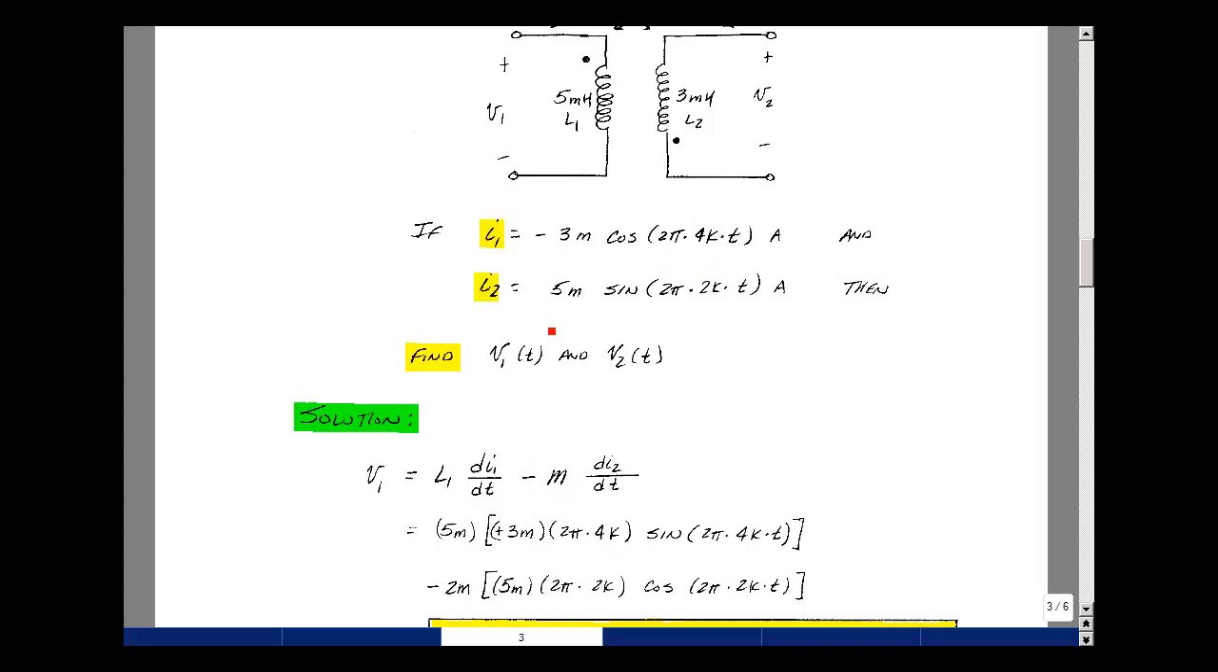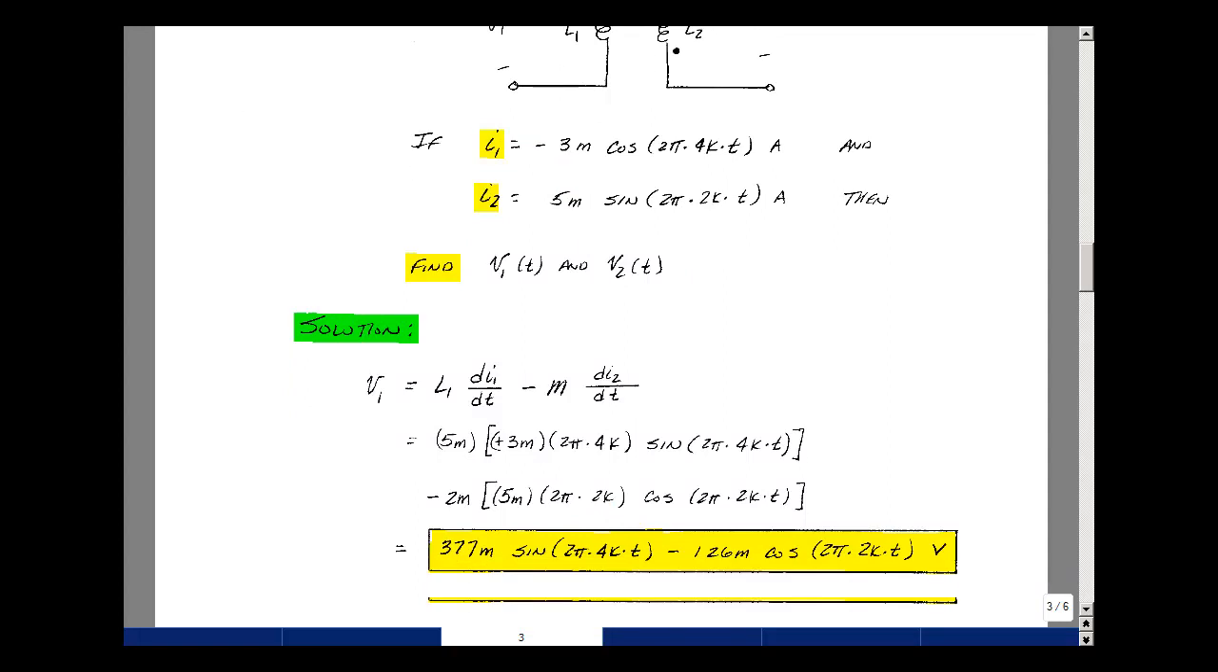And then we're going to take the derivative of this current, I2, which is 5 milli. Derivative of sine is cosine of the same frequency. And the derivative of what's in the brackets with respect to t is just 2 pi times 2k. We can multiply all this out now, and we get our final expression of this quantity multiplying the sine of 2 pi 4kt, which is 377 milli. And I have a minus, the product of all this is 126 milli times the cosine of 2 pi times 2kt. And again, the units on here will be volts.